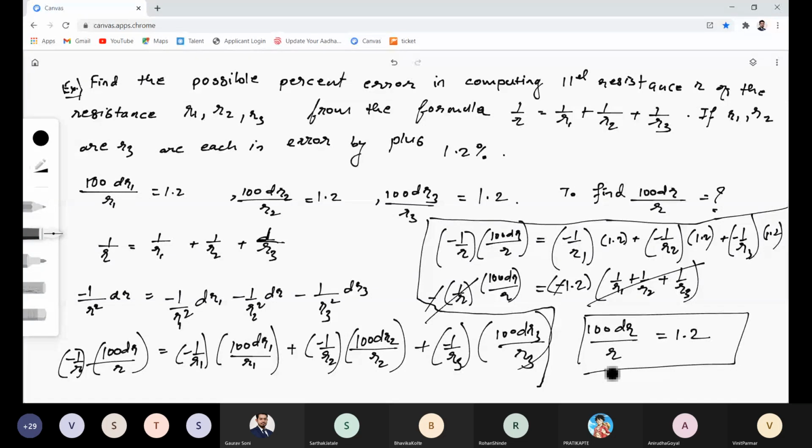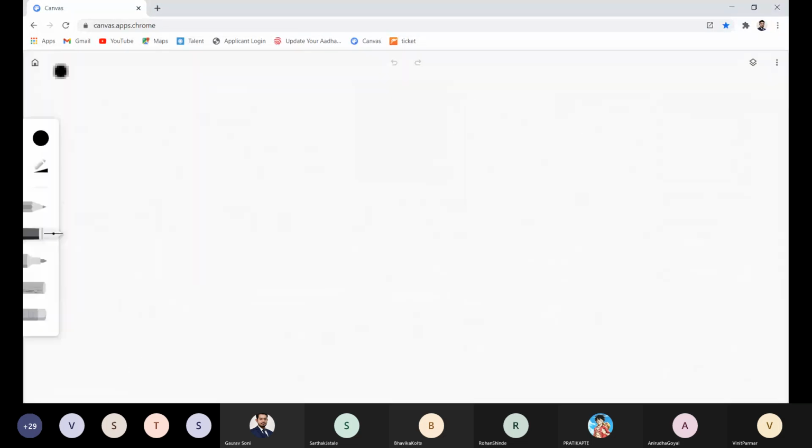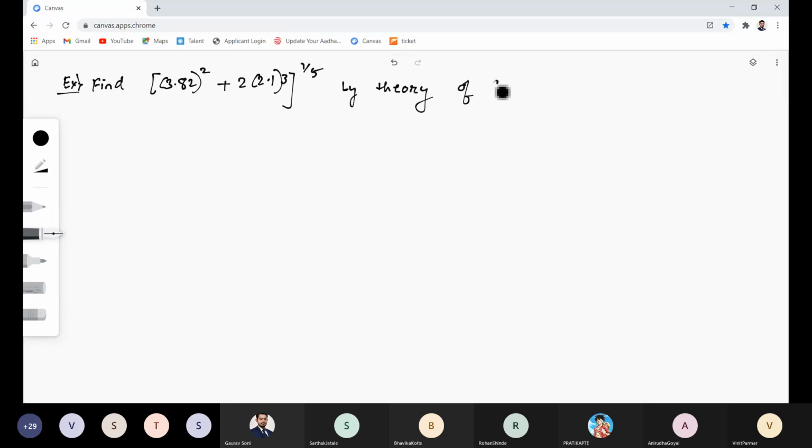The same thing can be done to find the approximate values. Only if some of the students are lucky enough to give theory exam, then they may have to do this type of example, which is: find 3.82 square plus 2 into 2.1 cube, bracket complete raised to 1 by 5, by theory of approximation. Theory of approximation also works on the same formula that we studied. So dz is equal to partial derivative of f with respect to x dx plus partial derivative of f with respect to y dy. The same thing is going to work here.